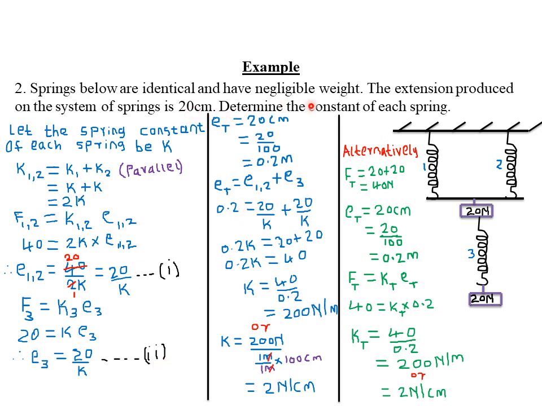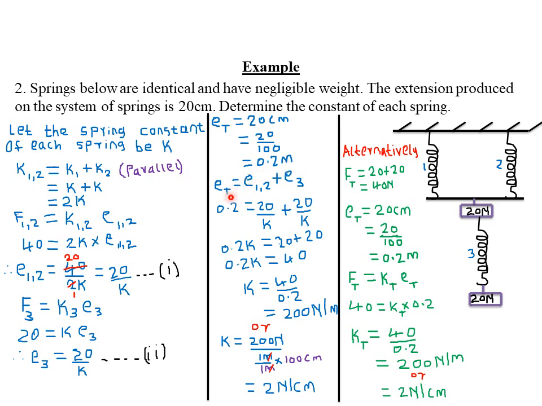But we are given from the question that the extension produced on the system of the spring is 20 centimeter. So extension is 20 centimeter, but we know the SI unit for any length, whether extension or distance, must be in meters. So remember 100 centimeter is equal to 1 meter. To obtain it in meter, we take 20 centimeter divided by 100 times 1 meter, which gives us 0.2 meter. So we are just ensuring that the units are uniform.